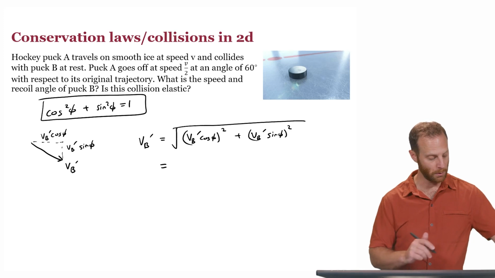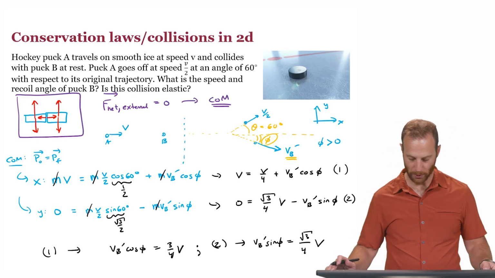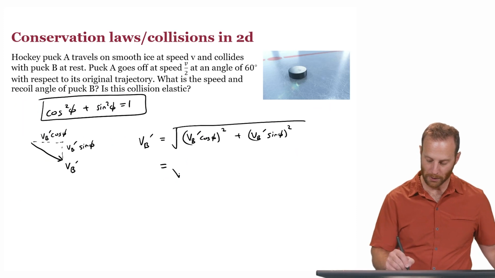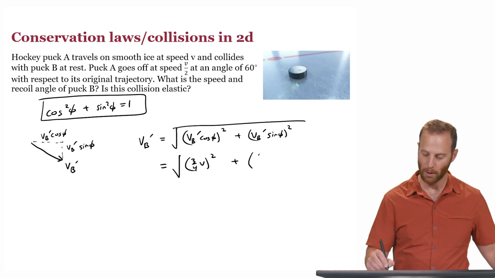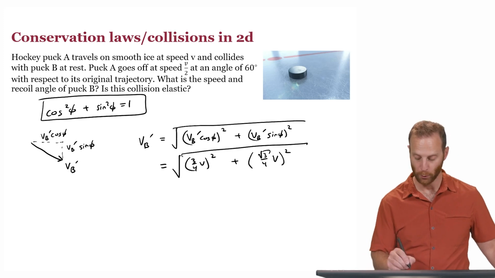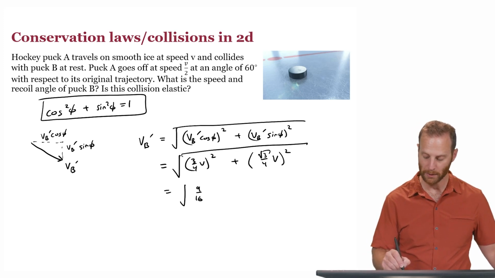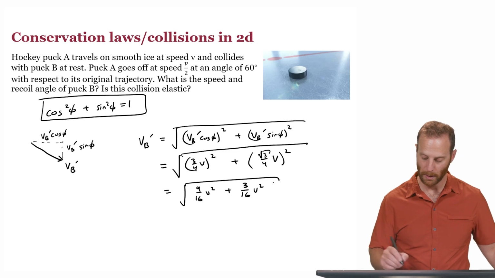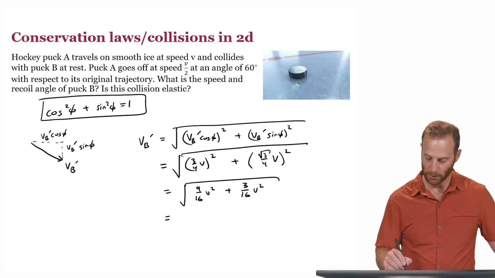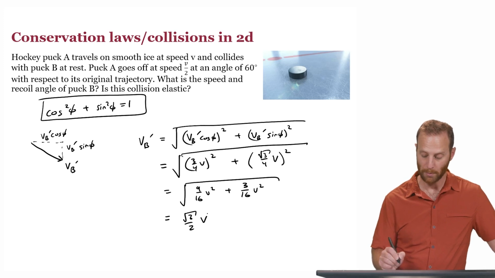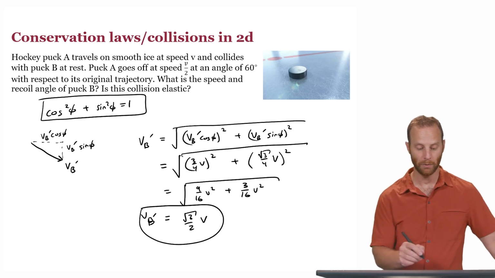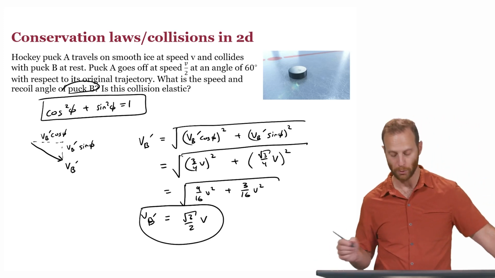But using what we just learned on the previous slide, vb prime cosine and vb prime sine, this is the square root of 3/4 v squared plus the square root of 3 over 4 v squared. And when you work that out, this comes out to be 9/16 v squared plus 3/16 v squared. If we clean this up just a little bit, we'll discover that this is the square root of 3 over 2 times v. So that is the answer to the first part of the question. What is the speed of puck B when it recoils? Square root 3 over 2 times v.